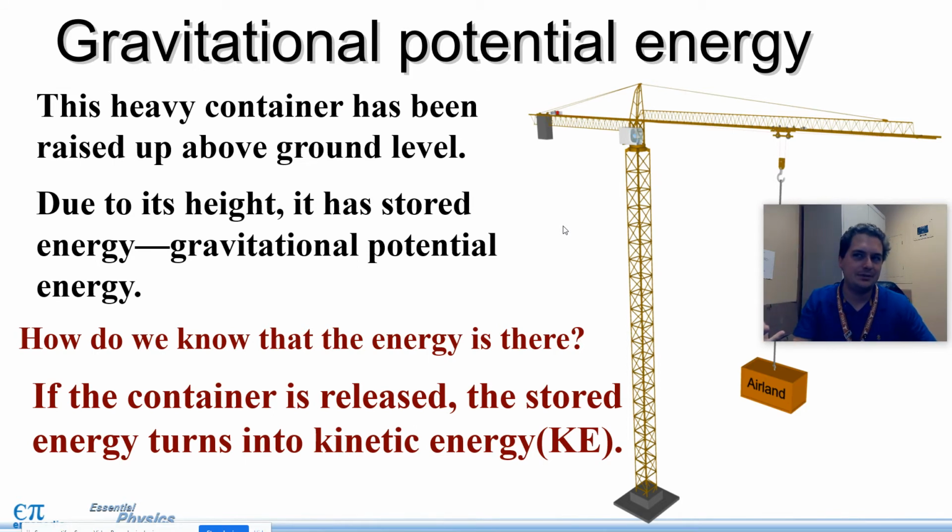There's other types of potential energy out there. For example, there's one called elastic potential energy. There's chemical potential energy. All sorts of types of potential energy. We're focused on gravitational right now. Okay?